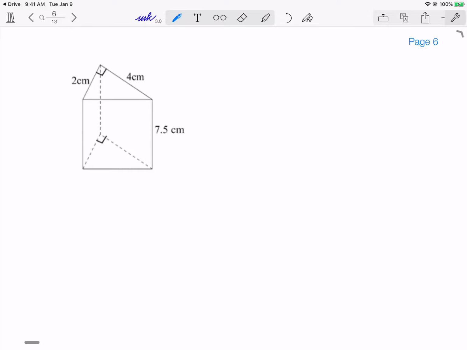So the first thing I want to notice is that it looks like I've got two triangles, which are going to serve as my bases, and then those are connected by some line that has a length of 7.5, which is going to be my height. So then I need to find the area of this triangle. In order to do that, I need to remember my formula for area. Area of a triangle is base times height divided by 2. Now when I say base, I'm talking about the base length of a triangle. I'm not talking about the base of a solid, and that can be confusing. So I'm going to do 2 times 4 divided by 2, and I end up with just 4 centimeters squared.